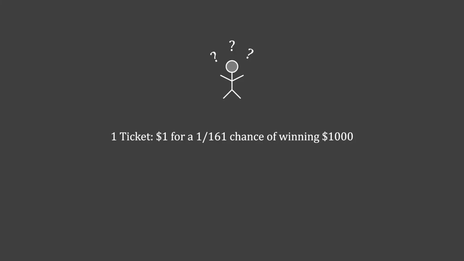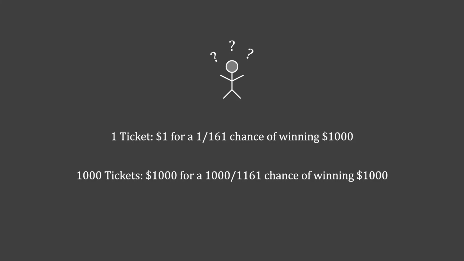But at the same time, you don't want to spend too much money on this. For example, imagine you purchased 1,000 tickets. Then you're paying $1,000 for a 1,000 in 1,161 chance of winning $1,000. That's a negative expected value. What's happening at this point is that the extra dollar is not increasing your probability of victory by enough to justify that expenditure. So clearly you want to spend some amount of money on this, but not too much. The question is, where is the happy medium?